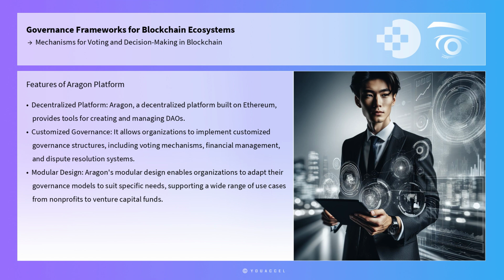Aragon, a decentralized platform built on Ethereum, provides tools for creating and managing DAOs. It allows organizations to implement customized governance structures, including voting mechanisms, financial management, and dispute resolution systems. Aragon's modular design enables organizations to adapt their governance models to suit specific needs, supporting a wide range of use cases from nonprofits to venture capital funds.